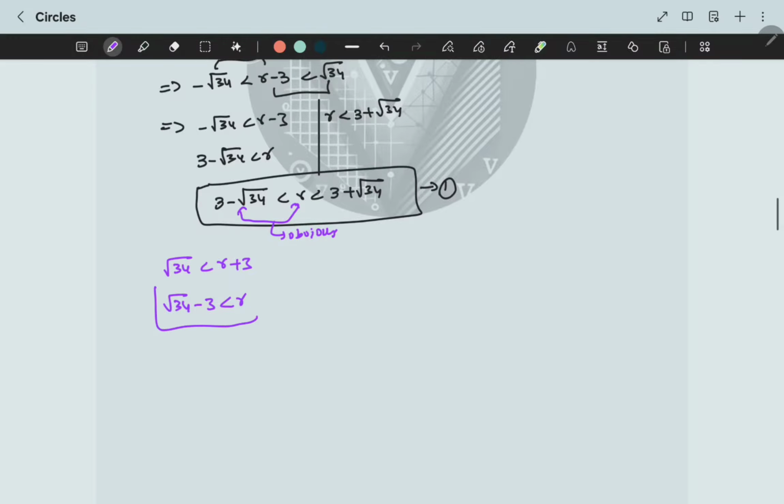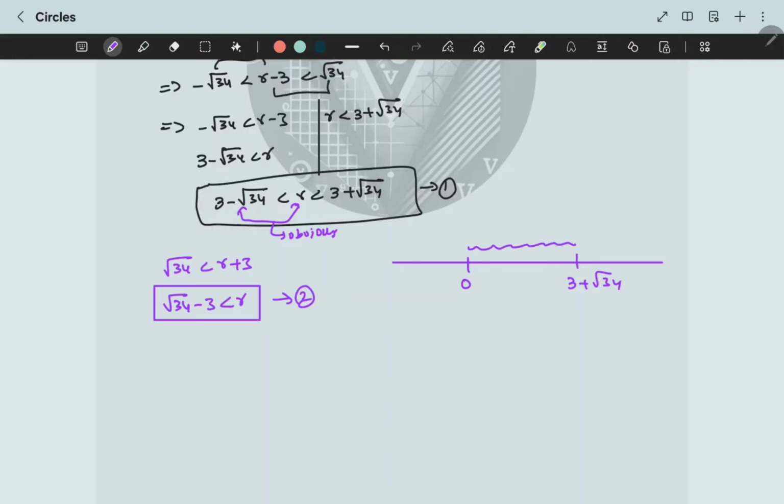That means from combining inequality 1 and 2, what can we say, dear students? Let me draw it on the number line. This says R should be greater than 0, and R should be less than, this is 0. Based on inequality 1, R should be between this region.